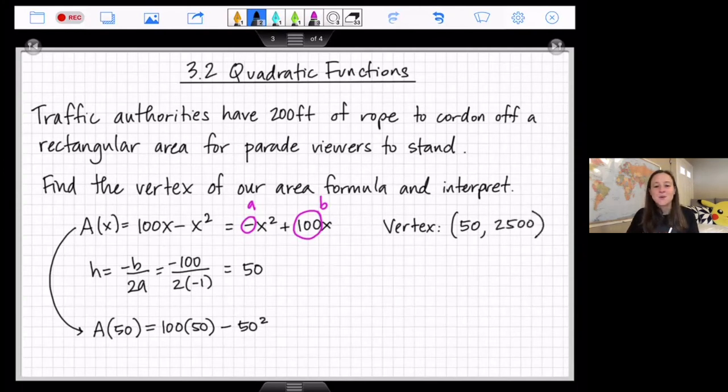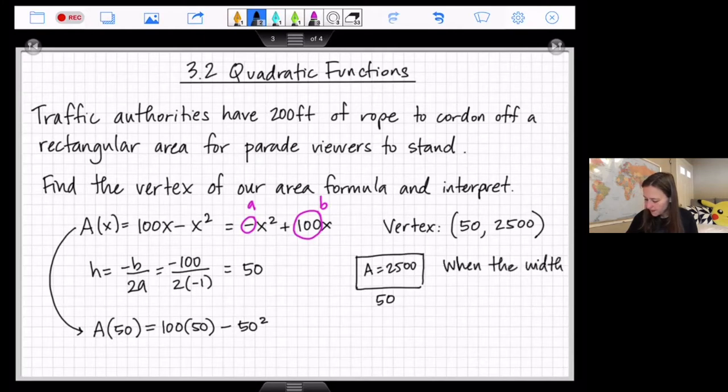All right, so what does this vertex tell us? We're supposed to interpret it in context. All right, so we know that that x coordinate is the width of the rectangle. So if I remember my rectangle that I drew here, we found that when we make this 50, then we get an area of 2,500. All right, so we're going to say when the width is 50 feet, whatever our units are, the area is 2,500.